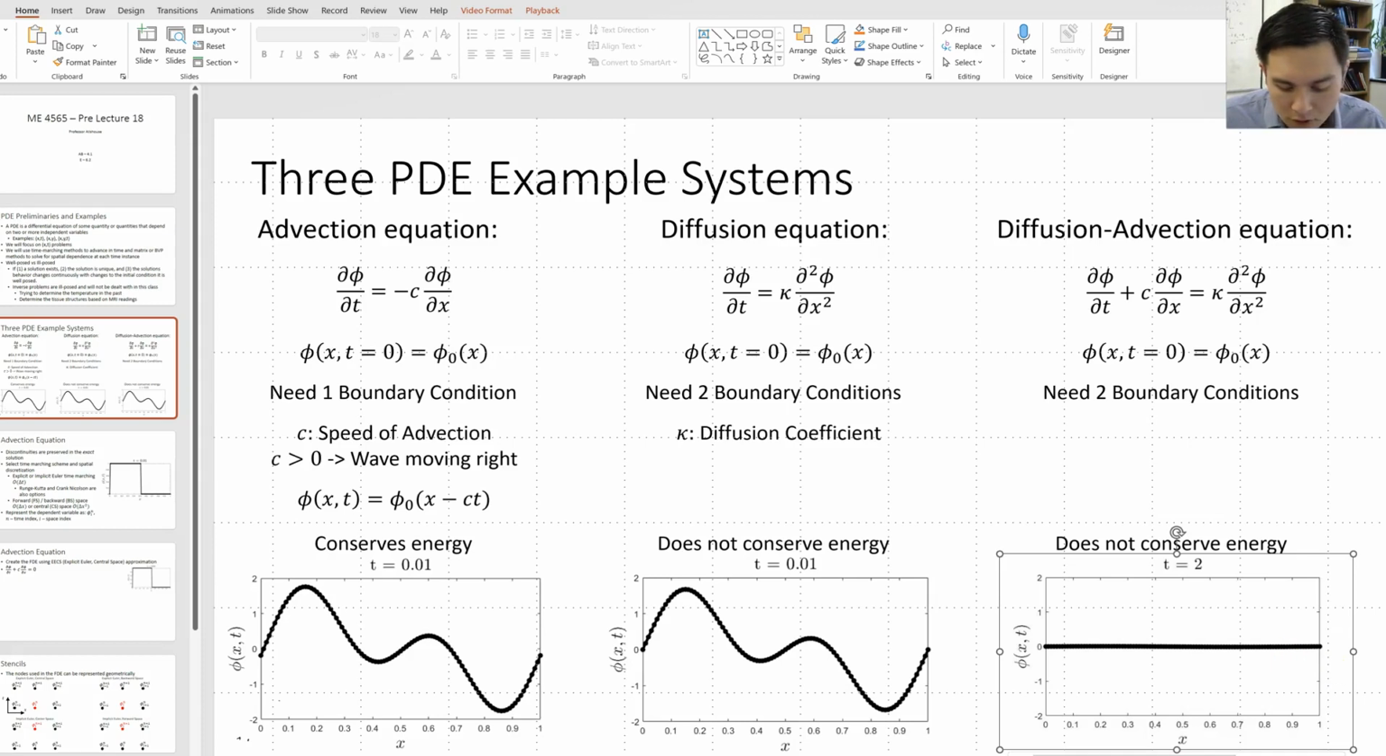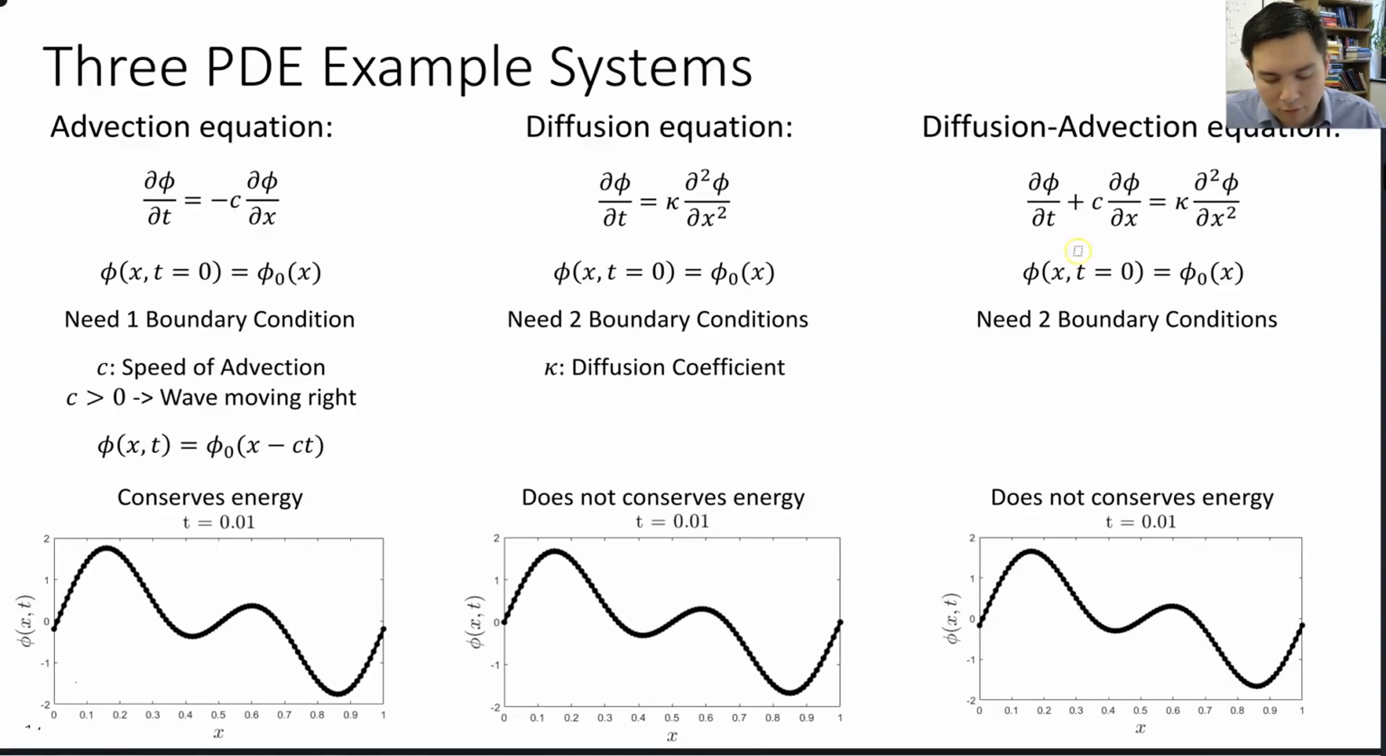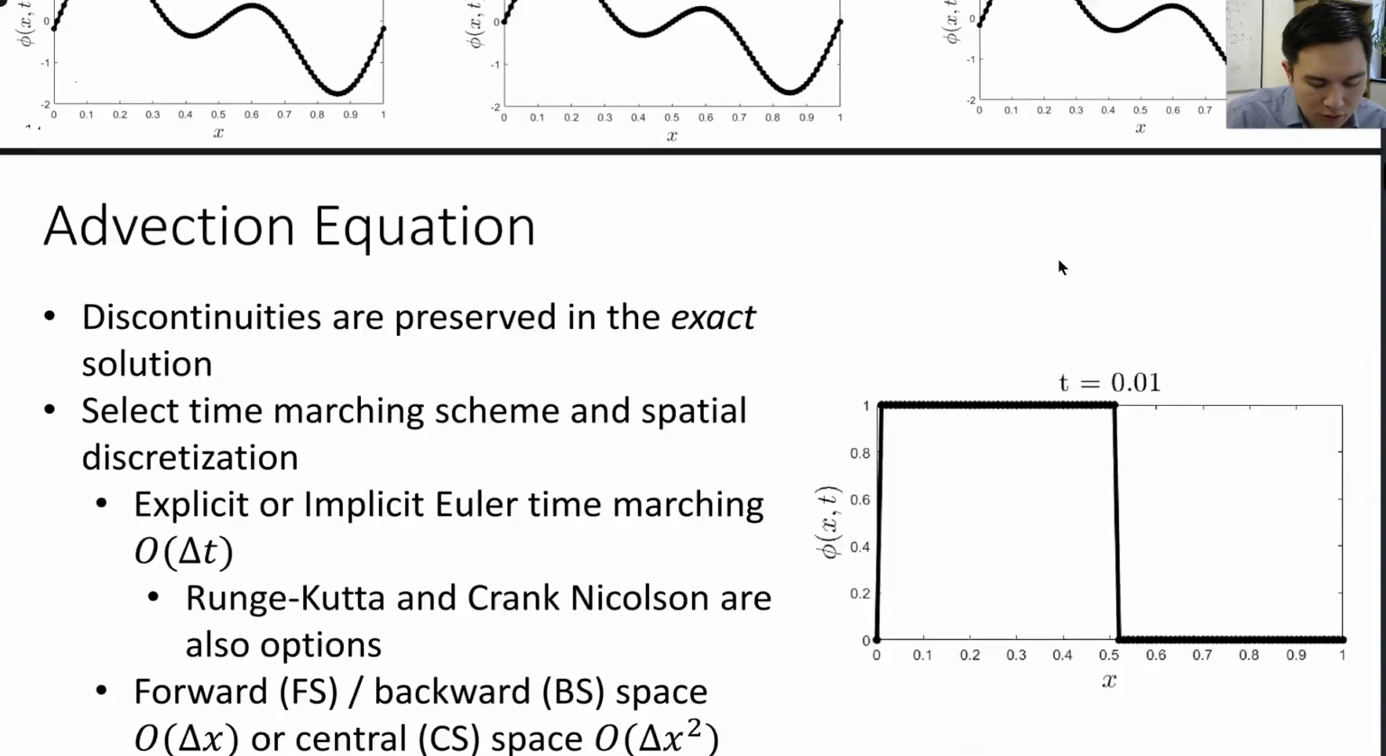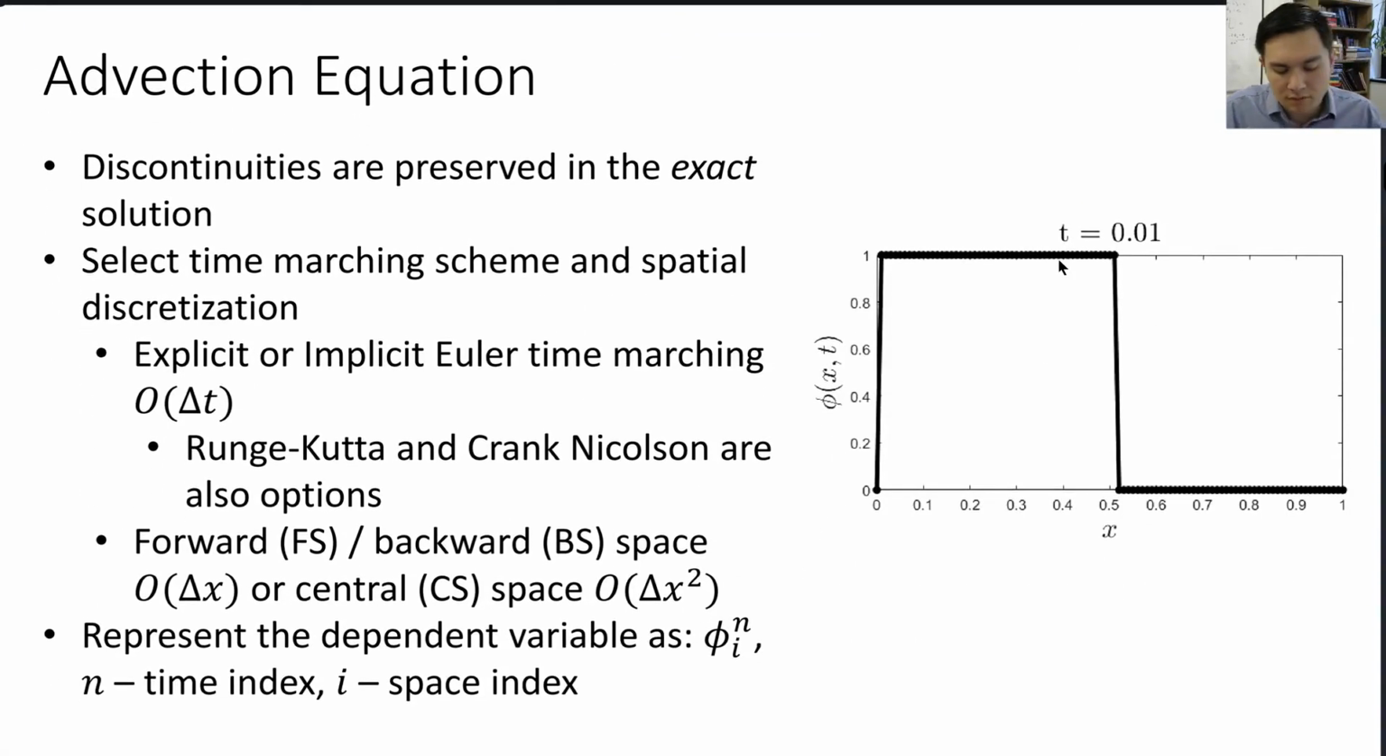Okay, let's take a look at the first equation of interest, which is the advection equation. The advection equation has an analytic solution, as we just said, and that analytic solution can conserve the discontinuities that we might have in our system. If we have an initial step function, like what we see here on the left, an analytic solution would simply take this solution and propagate it to the right or the left at some constant speed c.